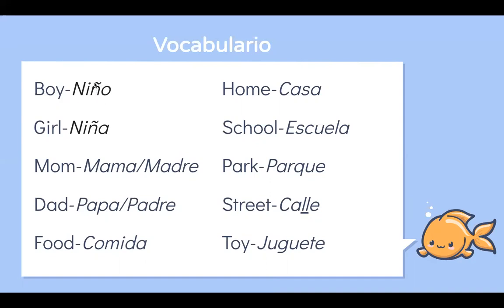Let's start with boy. You say niño. Here's that N with the little squiggly line on it. It makes a ny sound, like an onion, that nian sound. Niño. That's how we say boy in Español. Niña, the ending is a. Niña is how we say girl in Español.